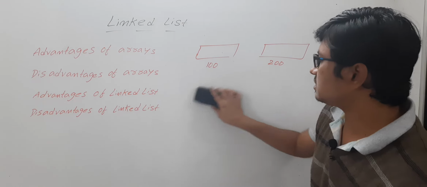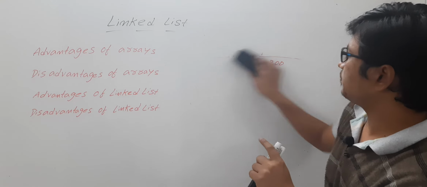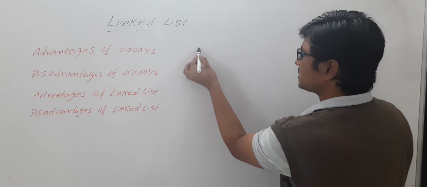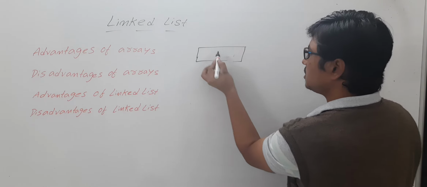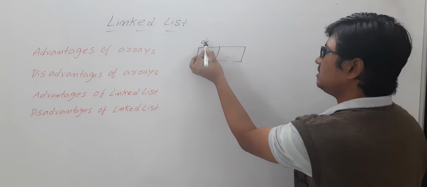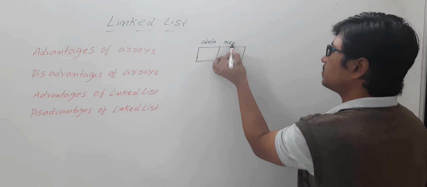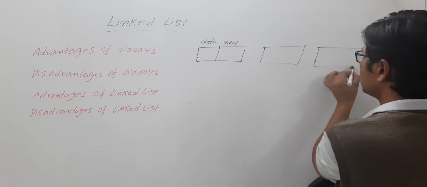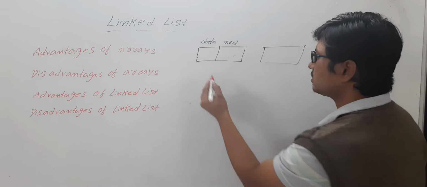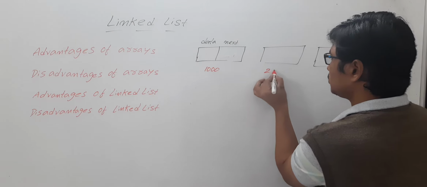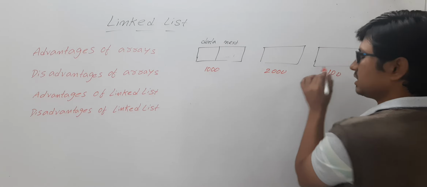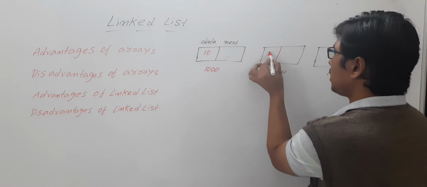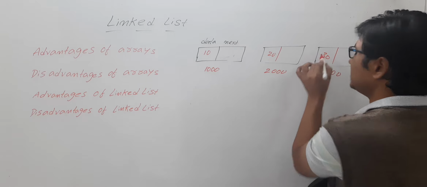So let me discuss how to represent a linked list. A linked list will be represented as a collection of nodes. Each node will have data and the address of the next node. Let me give a simple example. I will create 3 nodes. Let's take that this is in 1000 memory location, this is in 2000, this is in some 100 location, just for your understanding. You have data 10, data 20, data 30.